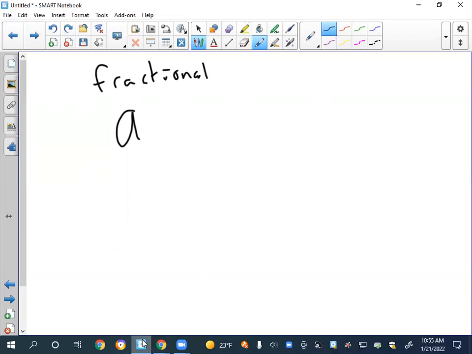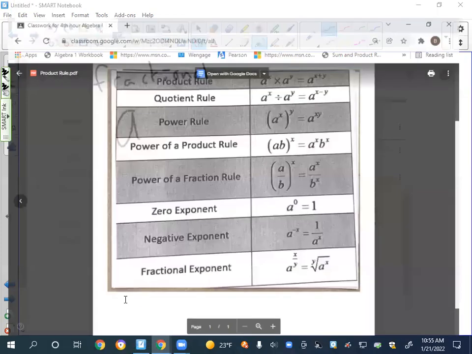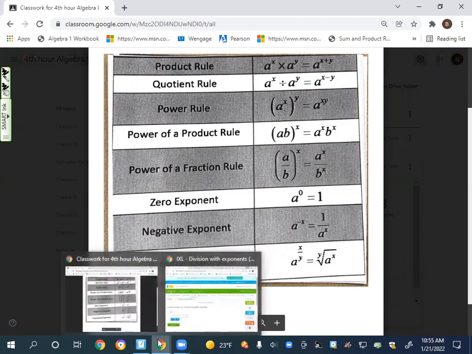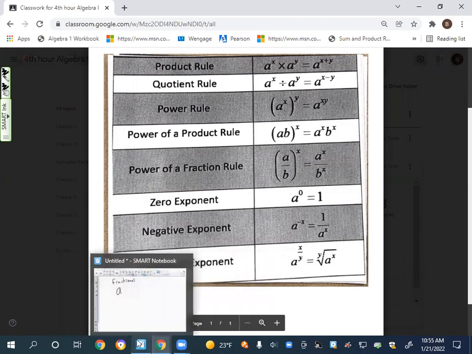Fractional exponents is what they call it. Fractional exponents is the very last thing on your cheat sheet that you got, but we're going to take a few notes on it here.